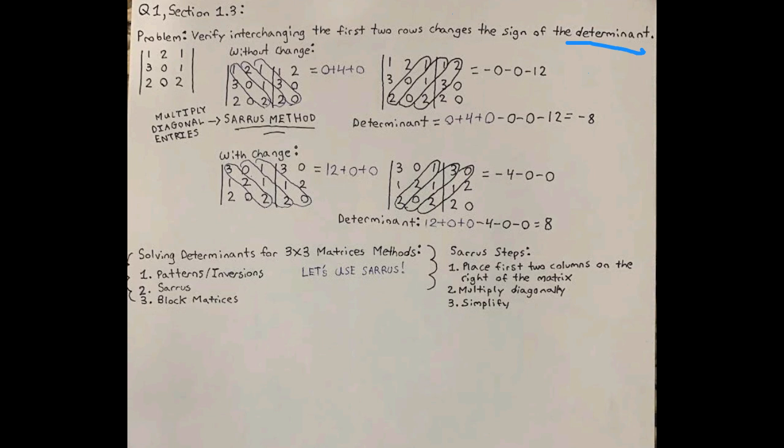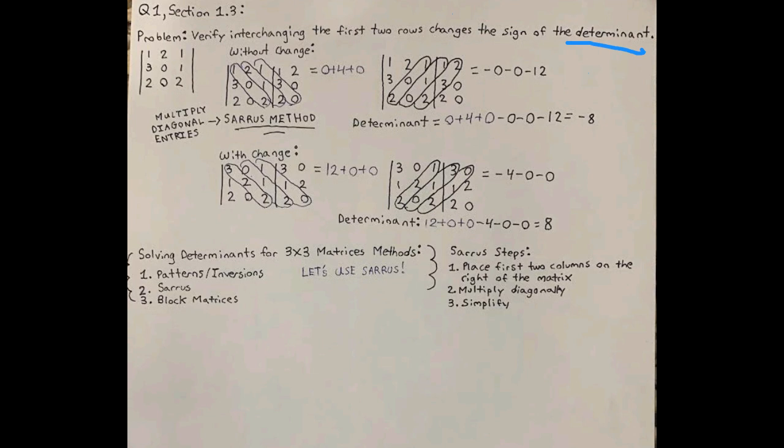And then now because we know how to calculate Sarrus, doing the change makes this a lot easier. So now we're simply going to interchange our first two rows. So row 1, 2, 1 switches with 3, 0, 1. And then we repeat Sarrus again. So now we're taking the first two columns, which is vectors 3, 1, 2, and 0, 2, 0, and we're placing them to the right once again.